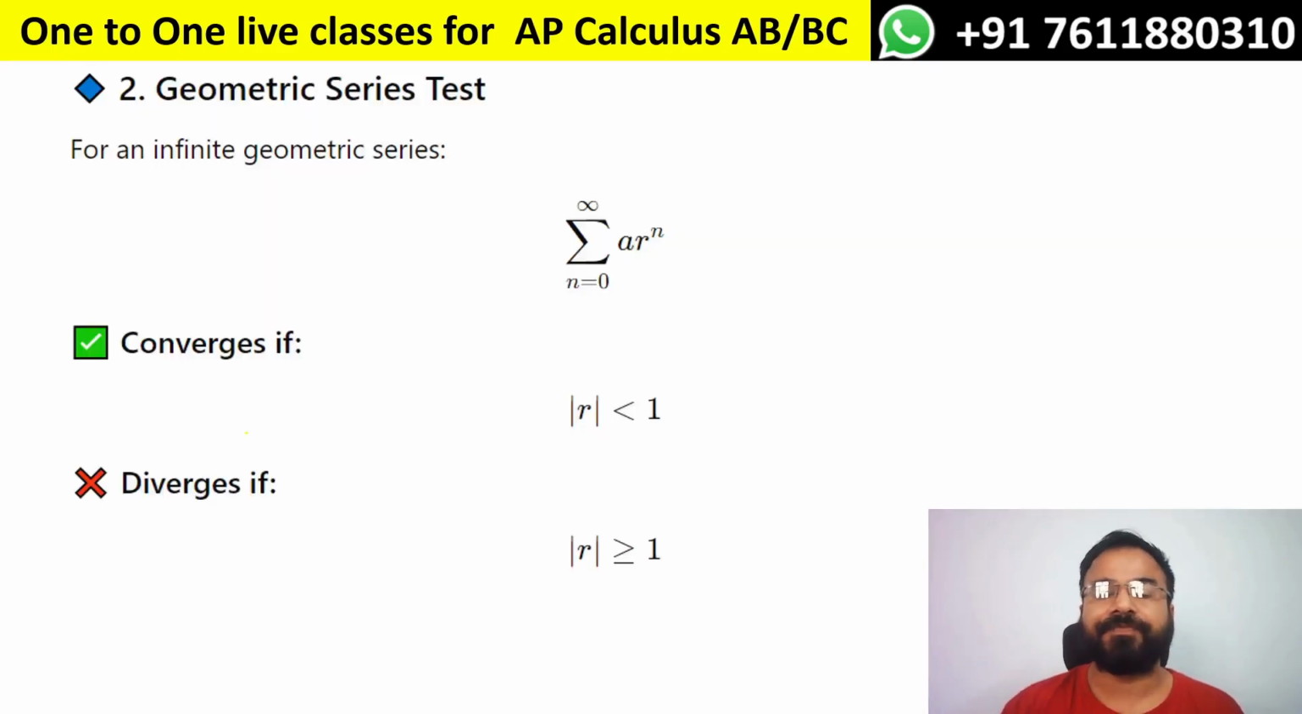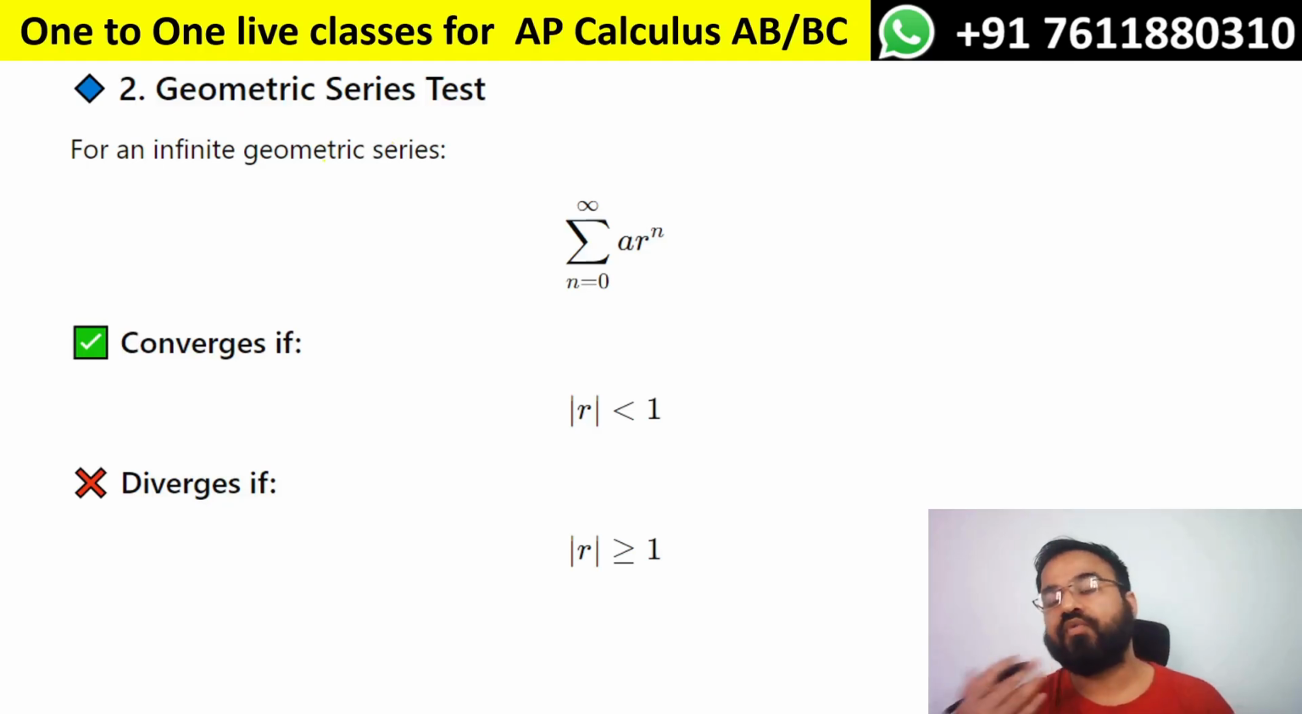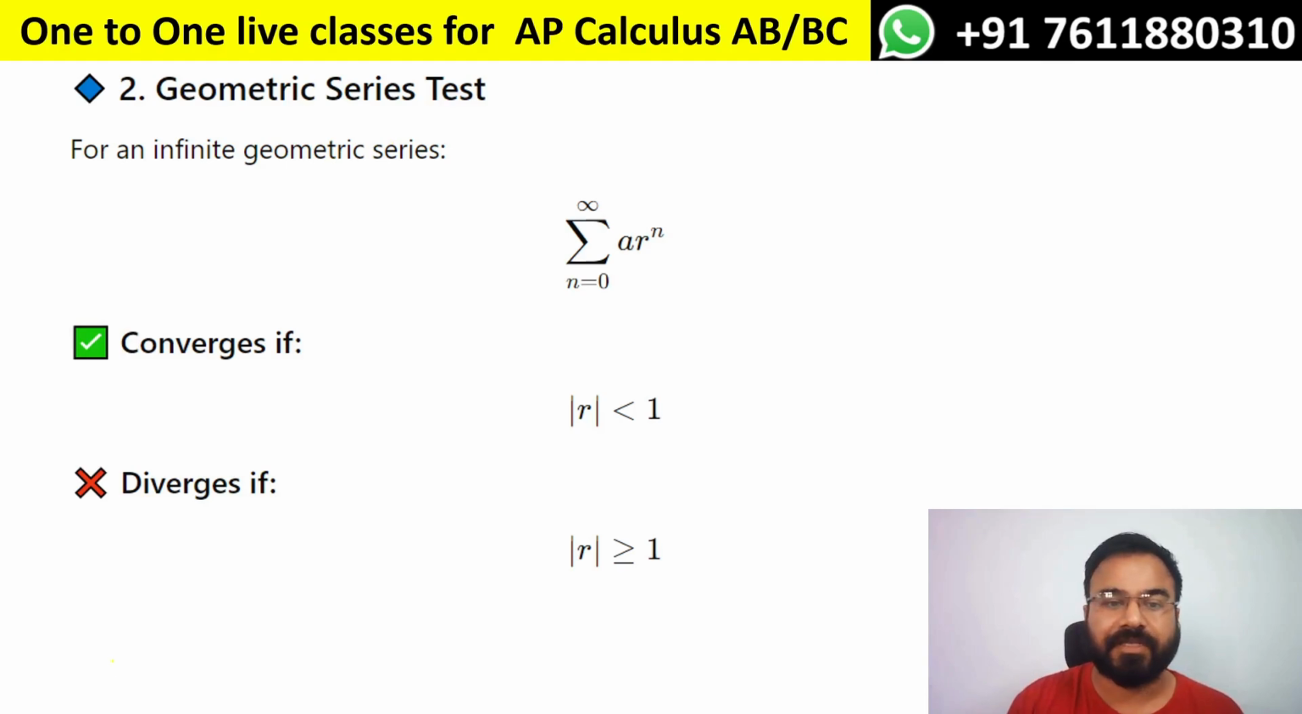Now, next thing, what is the geometric series test? How can we figure out whether a particular infinite geometric series converges or diverges? The geometric series will be written in this format: sigma ar to the power of n, where n goes from 0 to infinity. Now there are two things. When the absolute value of r, the common ratio, is less than 1, then we say the series converges. And if the absolute value of r is greater than or equal to 1, we say the series diverges.